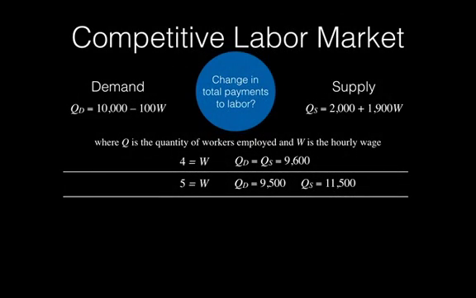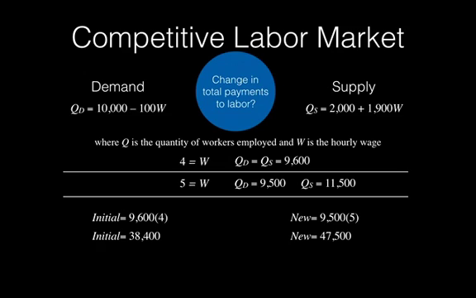So let's take a look at what happens to the change in total labor payments. In order to do that, we just multiply the wage rate by the employment level. So initially, the wage rate was equal to 4, and the employment level was 9,600. And now we have the minimum wage of $5, and the new employment level is equal to 9,500. So we multiply 5 times 9,500, and we do this for both of these, and we end up with the initial compensation to labor equal to 38,400, and the new compensation of labor equal to 47,500.